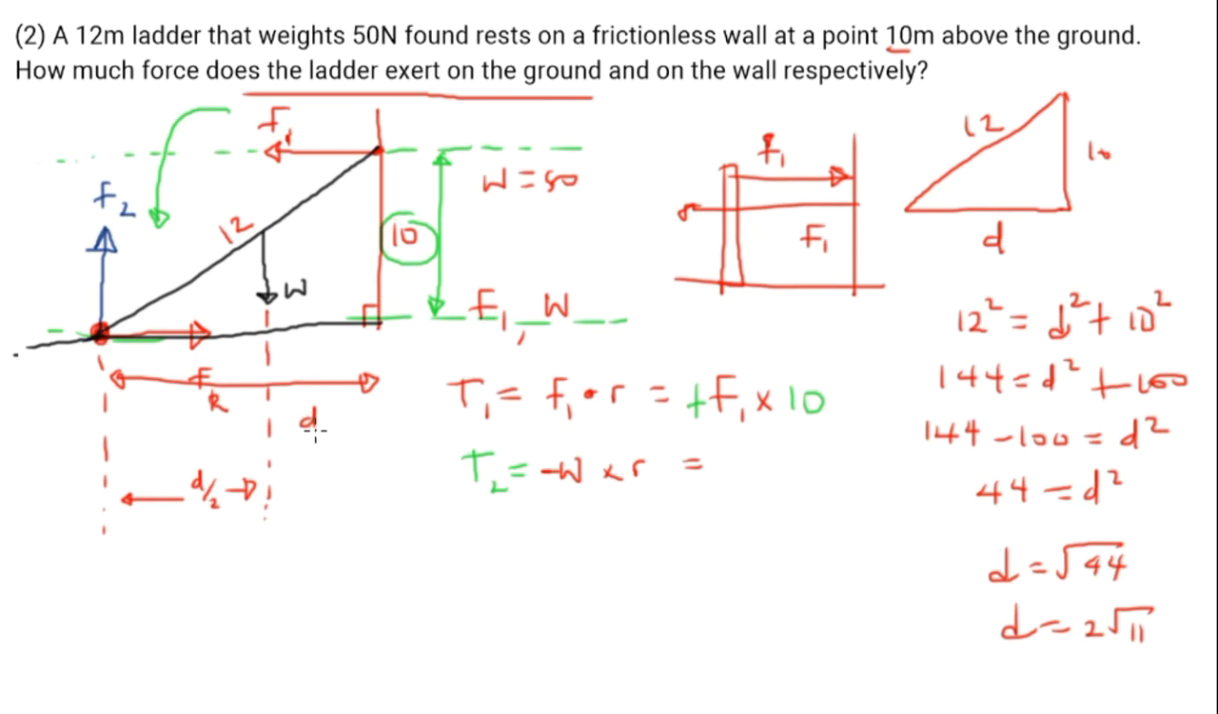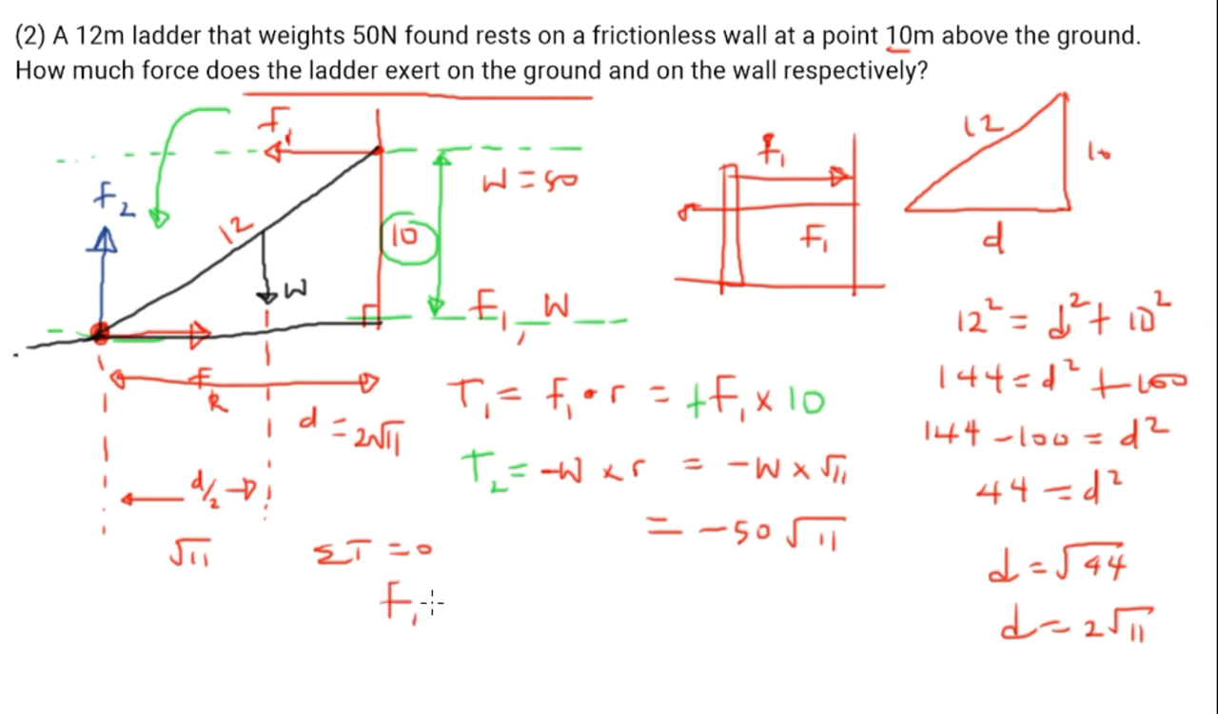So if D is 2 root 11, it implies that D upon 2 is root 11. So the torque that's caused by the weight is minus W multiplied by root 11. Don't forget that W is the weight, and the weight is given as 50 Newton. So we can have minus 50 root 11. So the sum of the torque has to be equal to zero for the static equilibrium to occur.